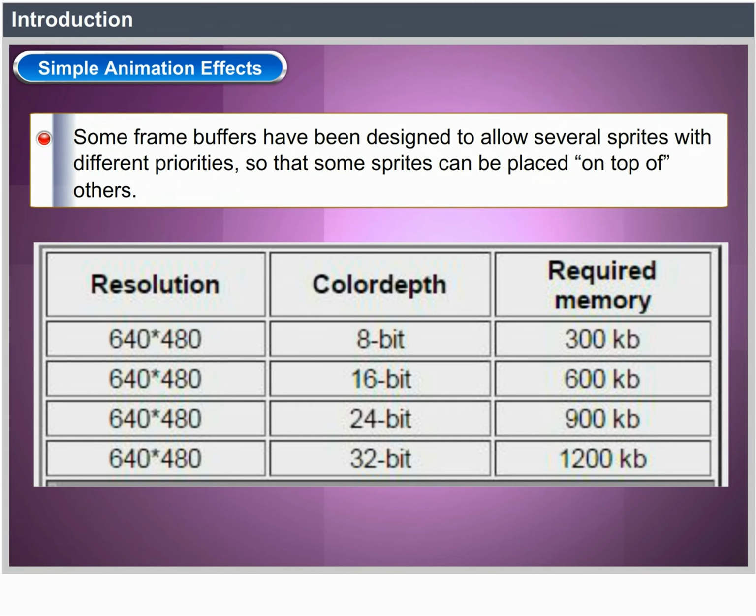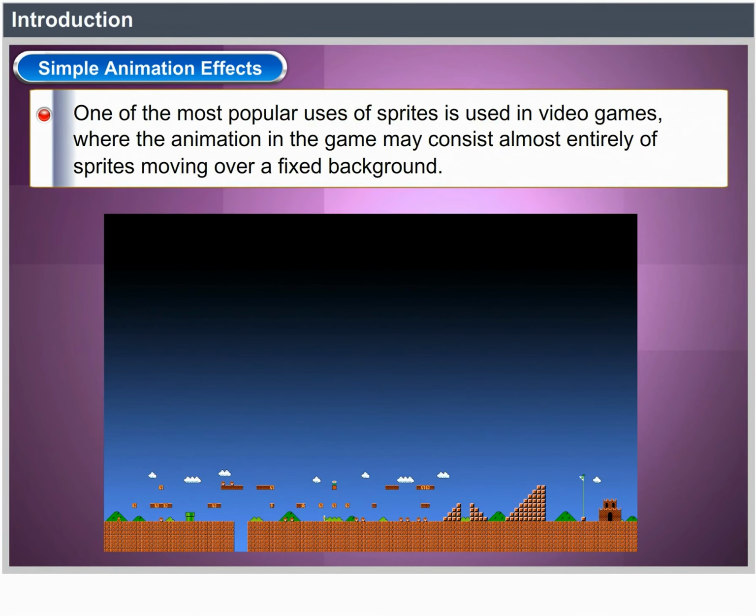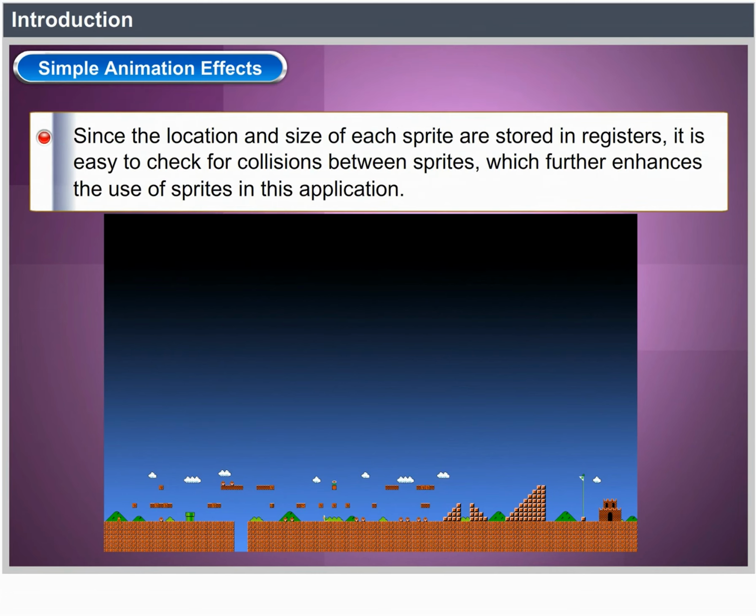Some frame buffers have been designed to allow several sprites with different priorities, so that some sprites can be on top of others. One of the most popular uses of sprites is in video games, where the animation in the game may consist almost entirely of sprites moving over a fixed background. Since the location and size of each sprite are stored in registers, it is easy to check for collisions between sprites, which further enhances the use of sprites in this application.